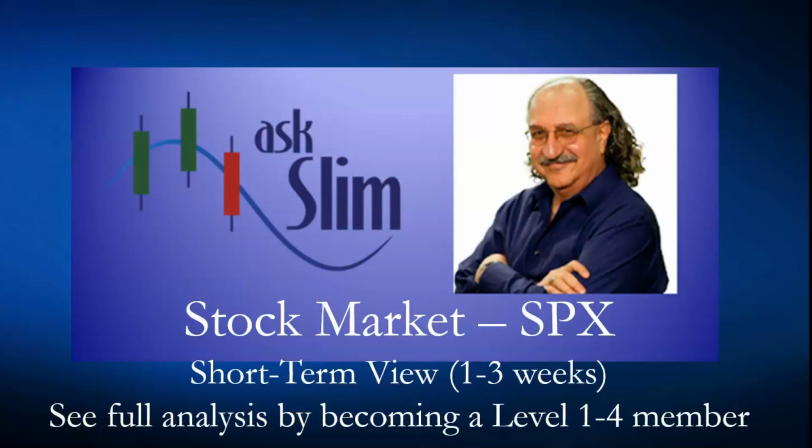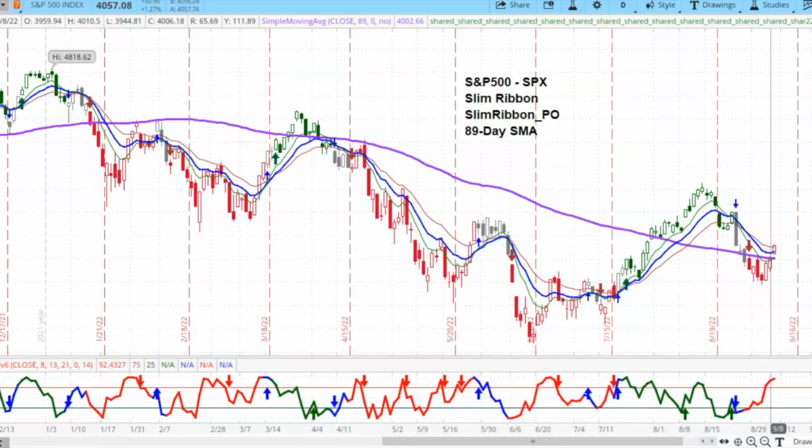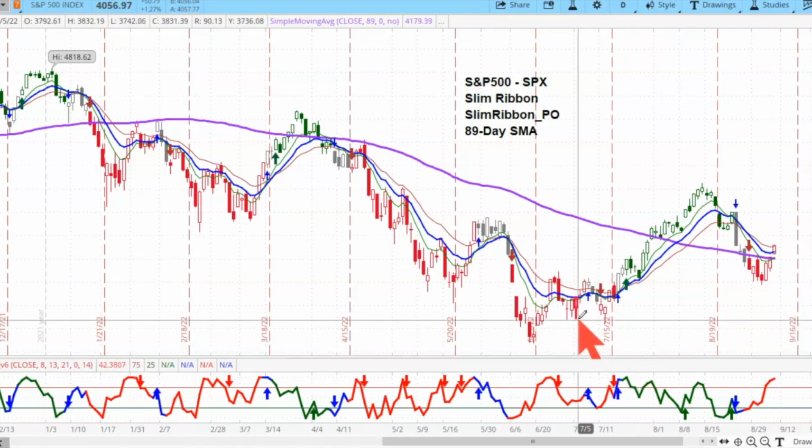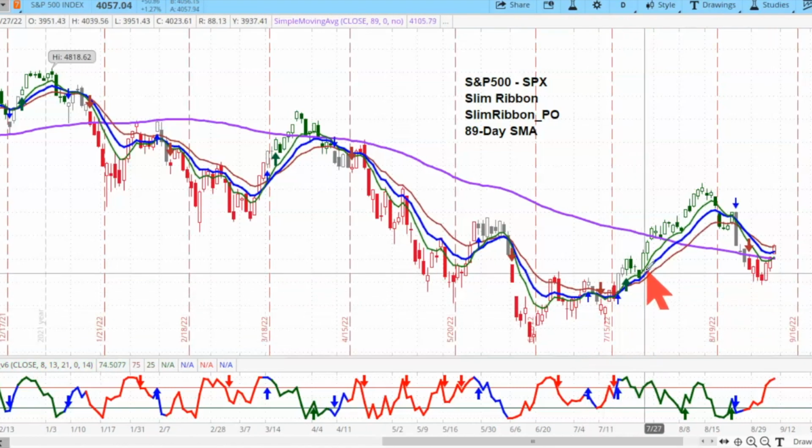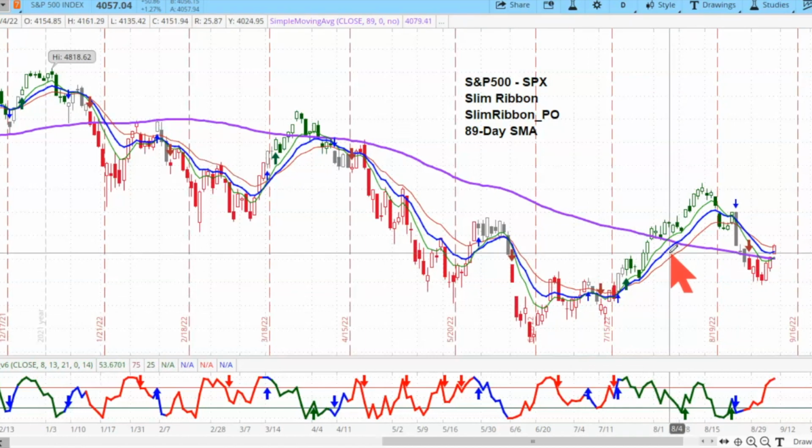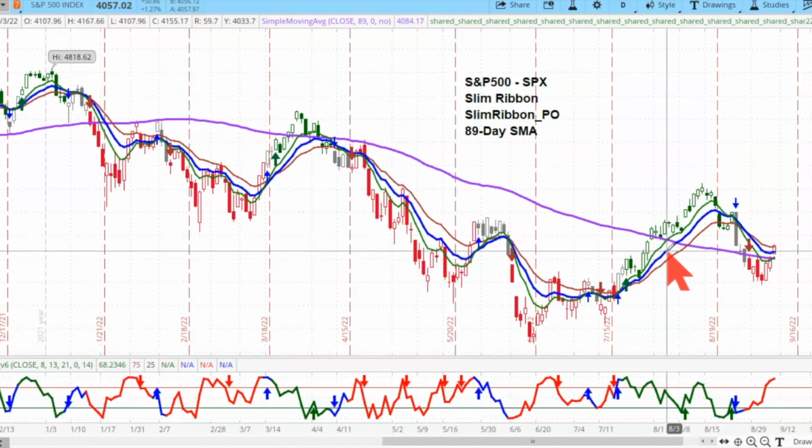So I want you to see what our analysis looks like, but let's take a look first at what analysis looks like if there were none of our annotations and without our cycle analysis. Well, what this has is the Slim Ribbon, which I can describe to you very quickly as 3 different moving averages in here. And this is available for free for several different platforms.